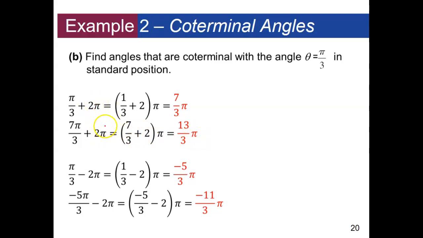So if I continue to add 2 pi, I get coterminal angles. Same thing with subtracting 2 pi. I'm going to get coterminal angles that way as well. So I'll take out pi, and I'm going to have 1/3 minus 2, which is negative 5/3. If I have negative 5 pi over 3 minus 2 pi, take the pi out the back, do negative 5/3 minus 2, convert that to your fraction, and then you'll have this answer. WebAssign is not going to want the decimal answer for this, so it's going to want 7/3 with the pi written beside it, because this would be an exact answer, and that's usually what WebAssign is going to ask for.